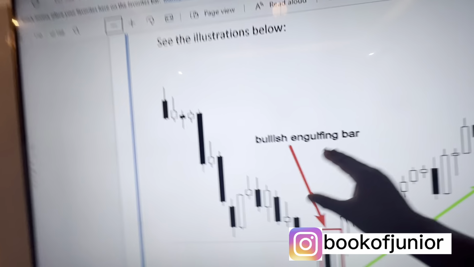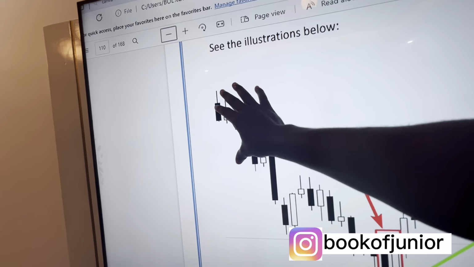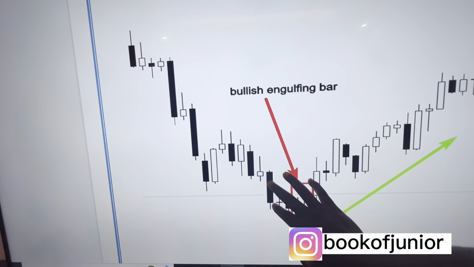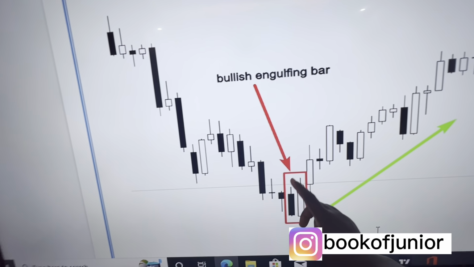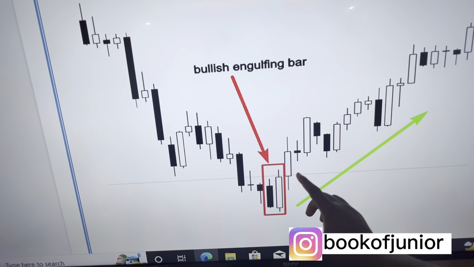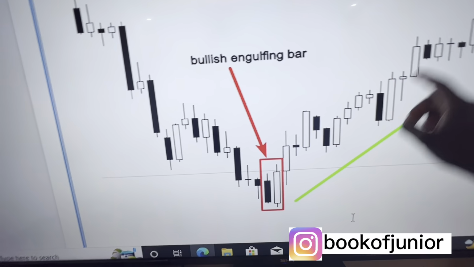The bullish engulfing bar pattern, we find it in a downtrend, when price has been coming down like this. Then we get to see it at the bottom like this, and then price has to reverse. The moment this appears, we know, okay, there are no more sellers left in the market. Buyers have come in with momentum. That's why we always take our trade just up here, and then price goes back up. So this is the bullish engulfing bar pattern.